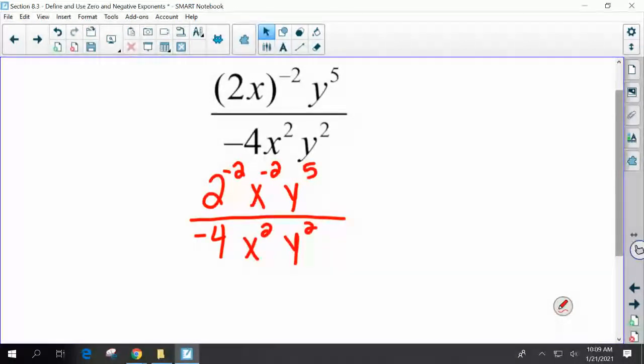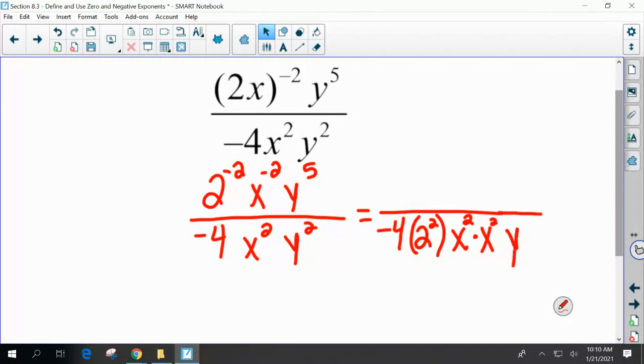Okay, so now I'm going to apply multiple properties. In order to get rid of these negative exponents, I'm going to drop them across the fraction bar. So in the denominator, I'm going to have -4, and I'm going to take that times 2 squared. And then I also need to bring x squared down. So I'm going to have the original x squared, and I'm going to add the second x squared from the top. And then in the bottom, I still have y squared. And then in my numerator, I'm only left with y to the 5th.